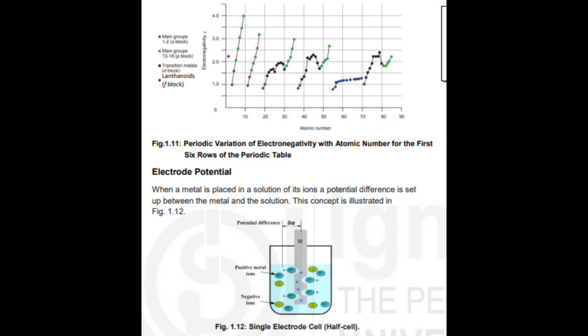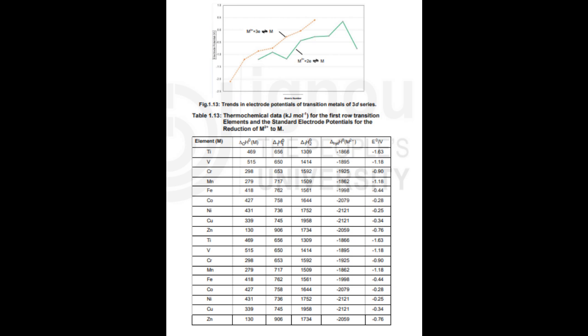Transition elements have fairly low values of electronegativity. It increases from Sc to Cu with a fall at Mn and Zn. But this increase in electronegativity is much slower as the additional electron is being added to an inner shell, which provides relatively good shielding to the outer electrons from the nucleus. Thereby the elements become slightly less metallic, which is reflected in the increasing positive electrode potentials of their ions M2+ and M3+, Table 1.11. Fig. 1.11, periodic variation of electronegativity with atomic number for the first 6 rows of the periodic table.